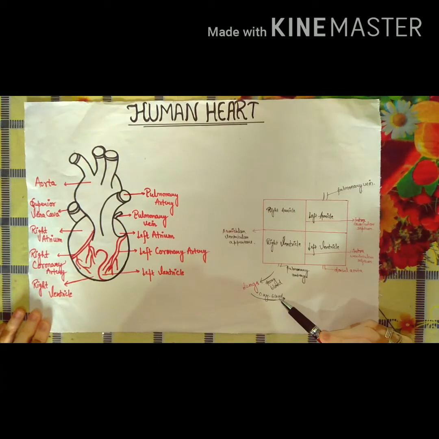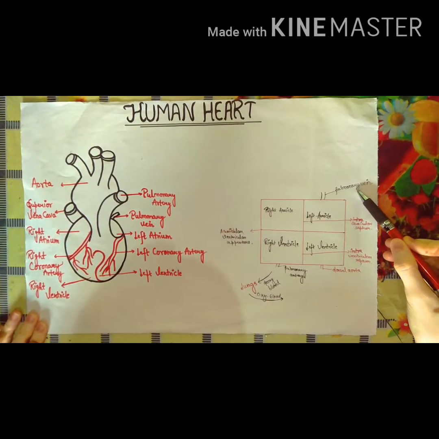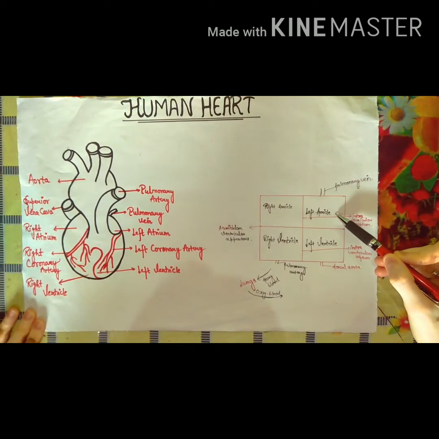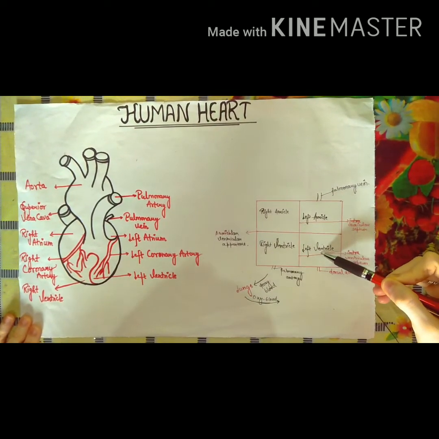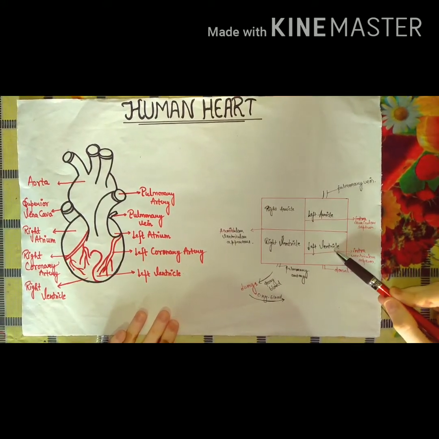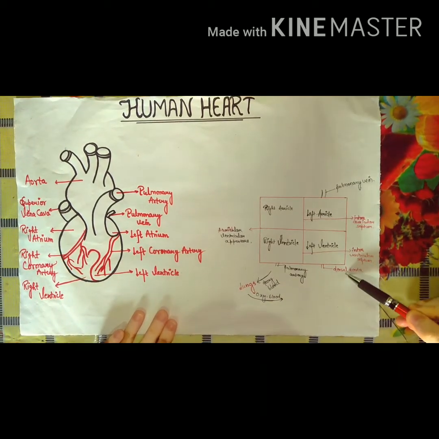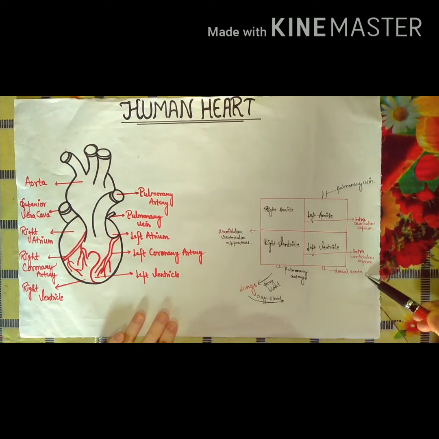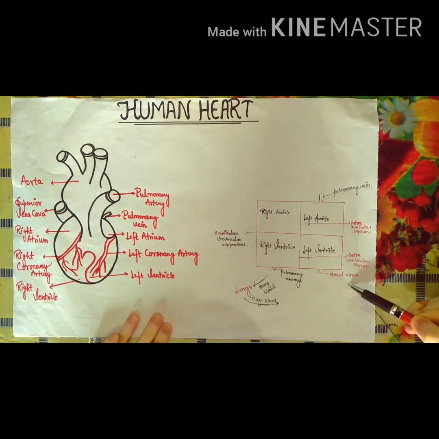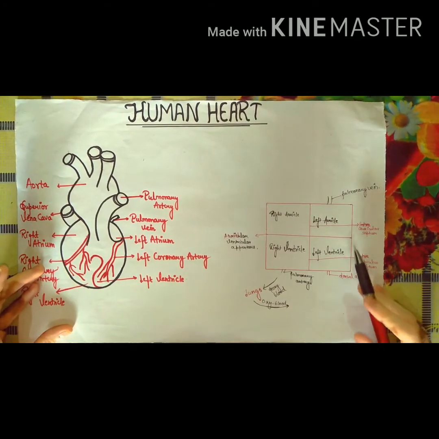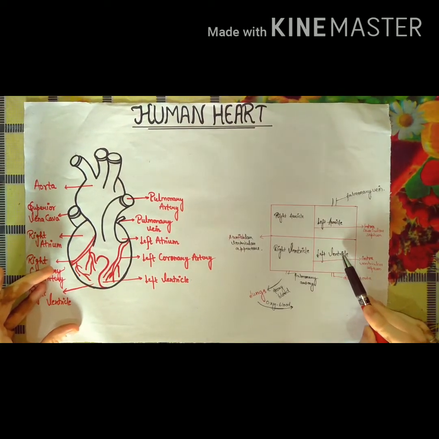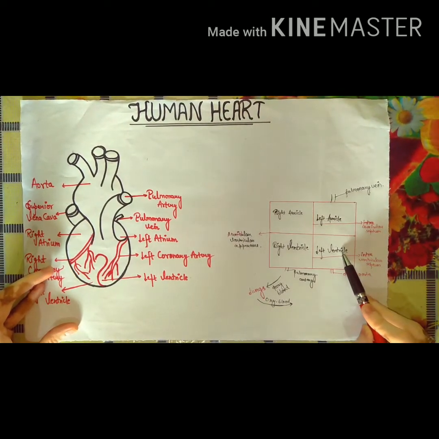Then the oxygenated blood is carried by the pulmonary veins, which open into the left auricle, and from there the blood flows into the left ventricle. The oxygenated blood from the left ventricle is carried by the dorsal aorta, and through its branches the oxygenated blood is distributed all over the body. So in this way, blood flows twice through the heart. This is also called double circulation.